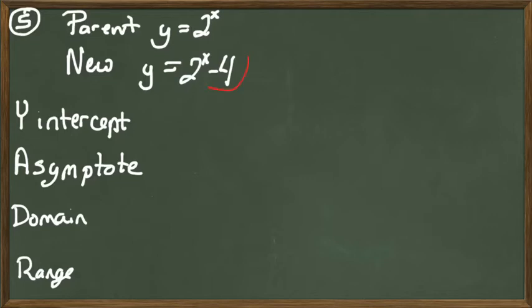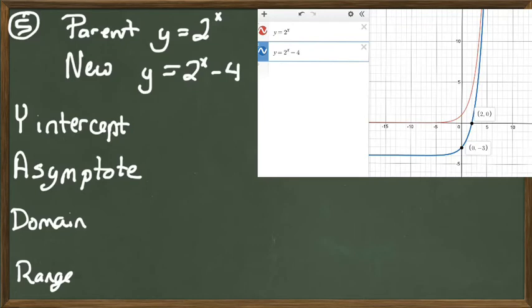In this case, we have minus 4 happening to this equation. Which of these do you think is going to change? You're right, y-intercept, asymptote, and range, all 3 change. And so our y-intercept has moved. We're now at (0, negative 3), because I went from 1 minus 4, which is negative 3. Our original one was at 1. And so (0, negative 3).